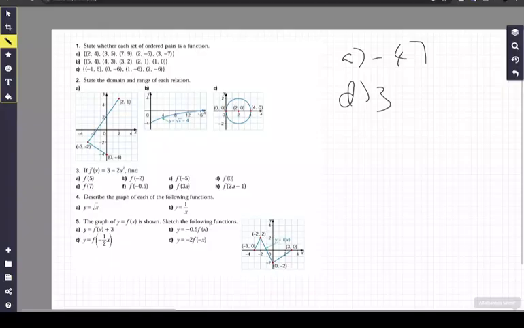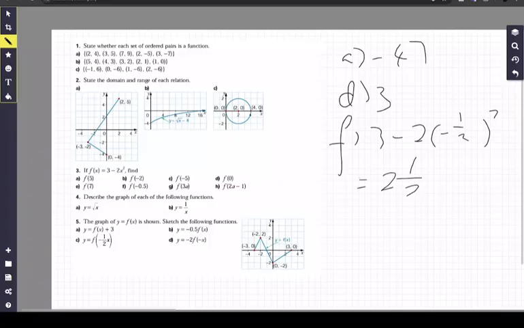And then I'm going to do the decimal. So 3 minus 2 times, so -0.5 is just -1/2. Square that, we have 1/4, so minus 1/2. 3 minus 1/2 is actually 2 1/2. And you can turn that into an improper fraction if you want.